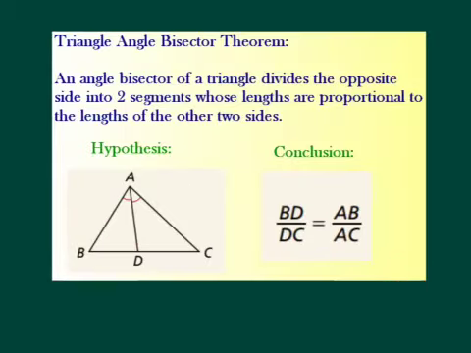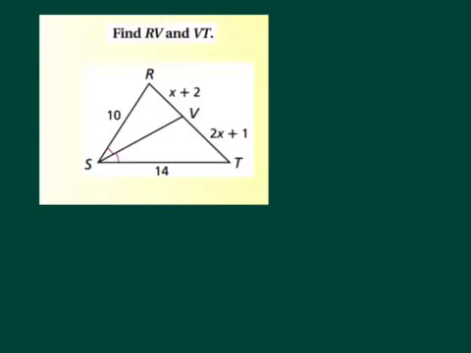And we've got the proportion that we had wanted to prove. So this idea is the angle bisector theorem. It says an angle bisector of a triangle divides the opposite side into two segments. So we have BD and DC, whose lengths are proportional to the lengths of the other two sides, to AB and to AC, which is the proportion we just proved a second ago. So let's apply this idea.